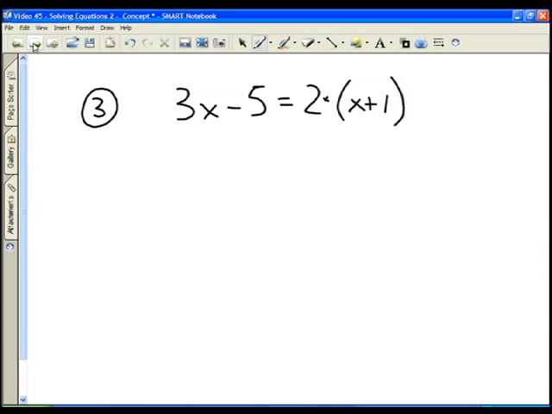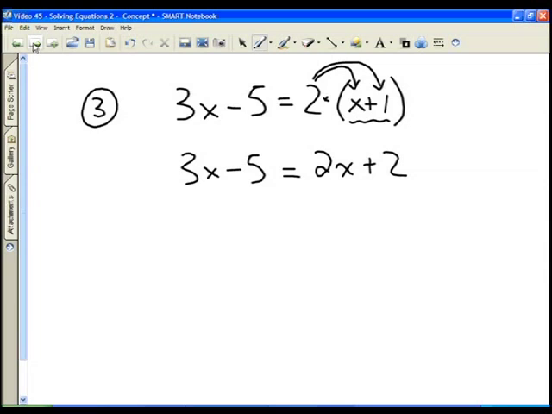And now we have 2 times x plus 1. So we have to times the 2 by the x and the 2 by the 1. And you might have seen this before or might not have, but that's how you get rid of a bracket when you have a number multiplied by something inside the bracket. And so the right-hand side of this equation will become 2 times x is 2x, and 2 times 1, positive 1, is positive 2. And now we have 3x minus 5 is equal to 2x plus 2. And so now we've got rid of our brackets, which is the main part of this question, and now it becomes relatively easy to solve.